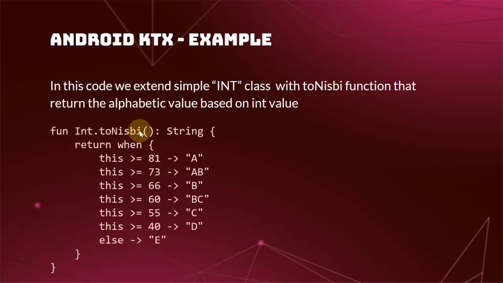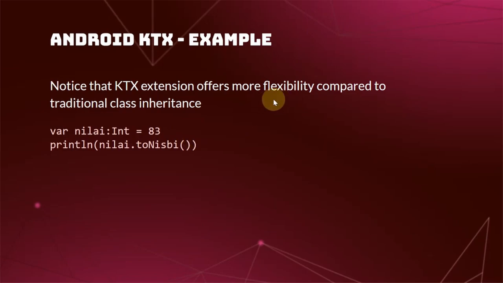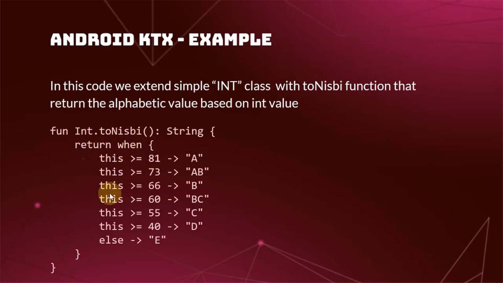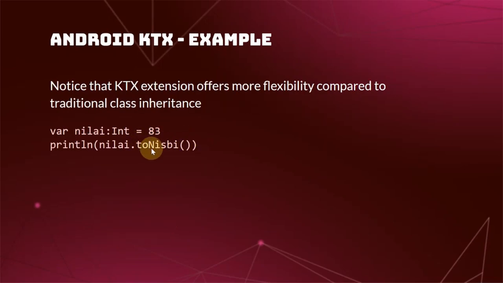So how do we use this? Okay, let's take a look at the next example. So we have a nilai integer, which is 83. And as you can see here, we do not use a custom class for integer. We only use the traditional original integer, but with additional capability. So when you do this, now on every integer you create, you can have this toNISBE. Is that excellent, right? So every integer you create, you can access toNISBE. That's the beauty of the Android Core KTX.